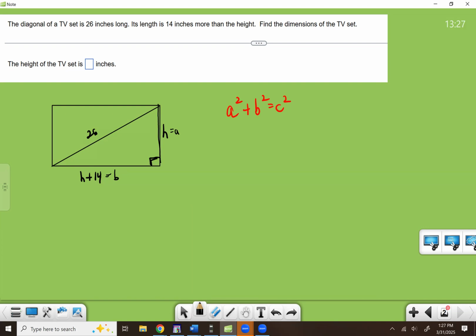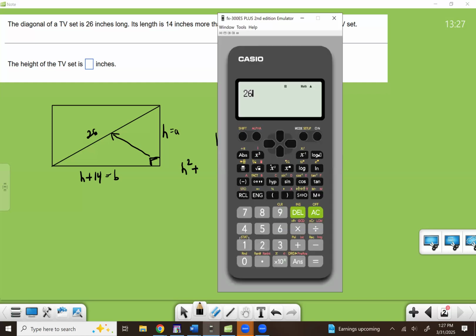So let's say that I put h squared and then h plus 14 squared. Now c does matter. C always has to be opposite the 90. It has to be what we call the hypotenuse of the triangle. So we're going to go ahead and put 26 here. It's the longest side of the triangle. All right. So let's go ahead and set up the things that are easy to do. Like I'm going to do 26 times 26. So that's going to be 676.